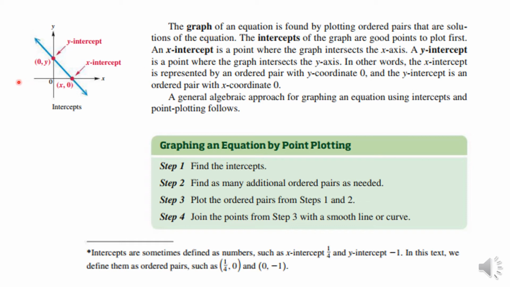The intercepts, places where the graph hits the y-axis and the x-axis, called x-intercept and y-intercept, are important. An x-intercept is a point where the graph intersects the x-axis. That means that the y is 0. A y-intercept is a point where the graph intersects the y-axis. That means the x is 0. Here's a recipe for graphing, and basically you pick some points and then connect the dots.